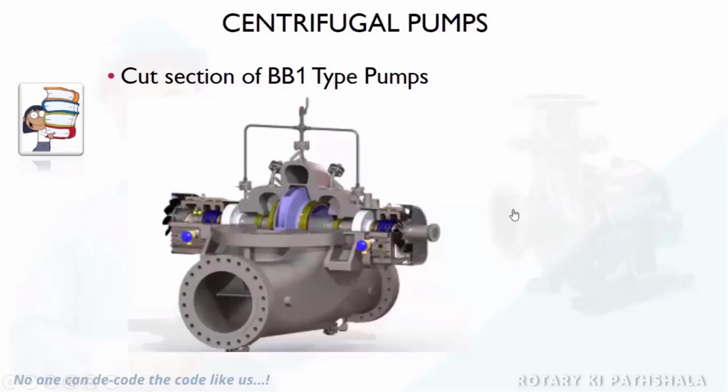Now the second view is the cut section. This is the impeller, this is the suction nozzle, this is the discharge nozzle. In the cut section, the upper half is shown, and this bearing housing also can be removed. This is the bearing, and on this side is a seal, the white one. This is one bearing, this is the other bearing, and between them is the impeller. In this BB1 type, the liquid is sucked from this side and is equally distributed, so liquid enters from this side as well as this side. This is called a double suction pump, which has its own benefit.